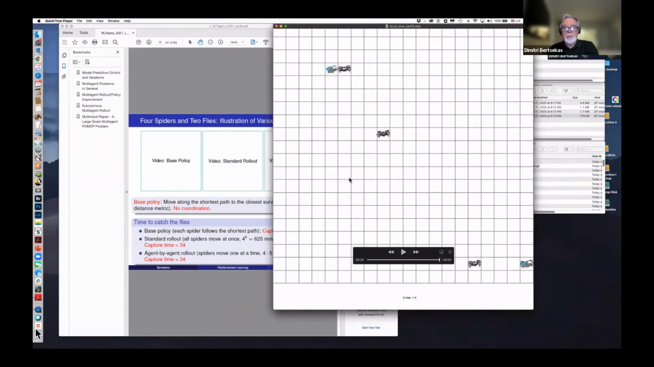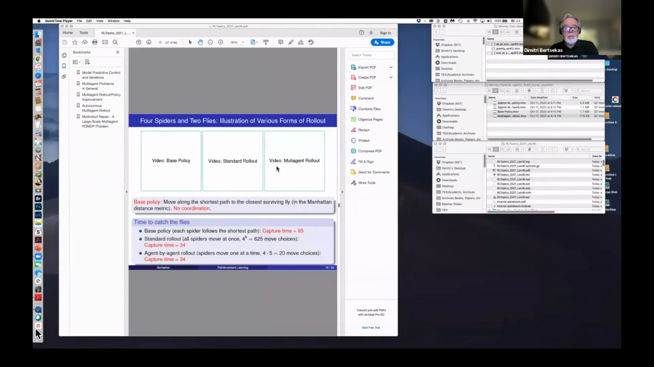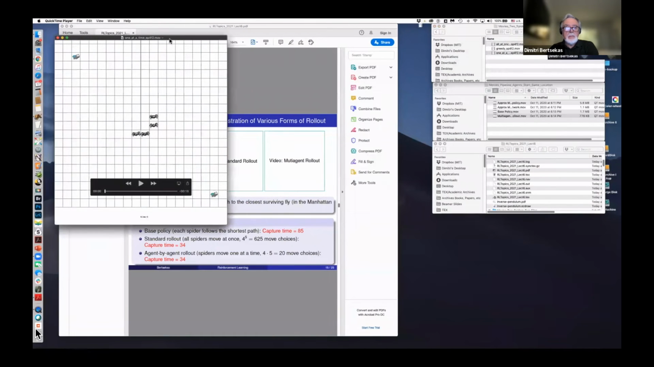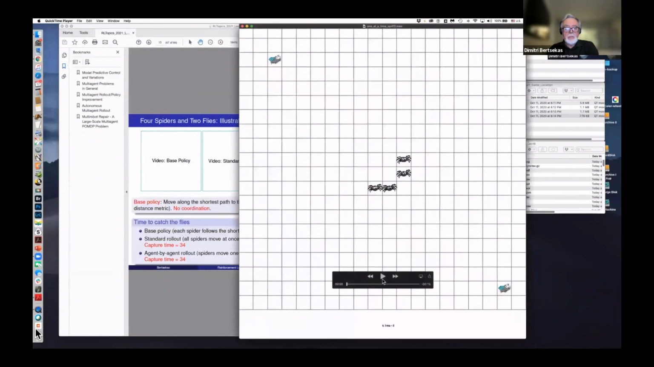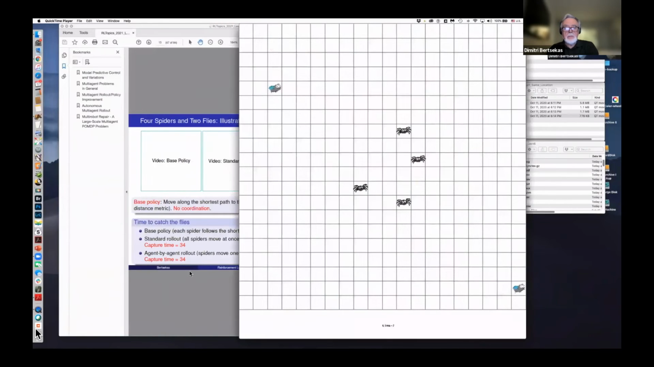And now let's see what the multi-agent rollout will do. Now, this involves a lot less computation, only 20 Q factors for each time step, and gives you the same capture time. It performs just as well. So let's see how this works. Again, the behavior is indistinguishable between multi-agent and standard rollout.